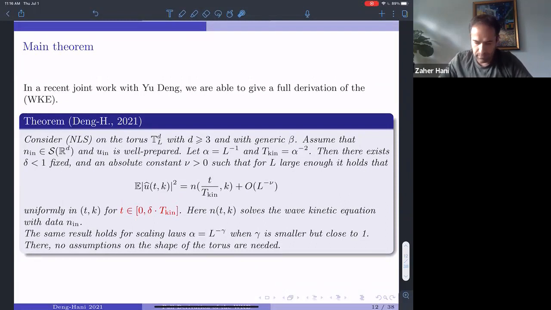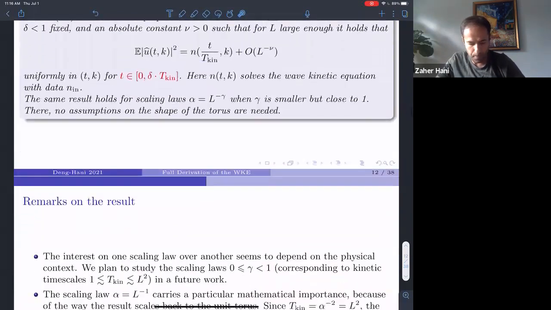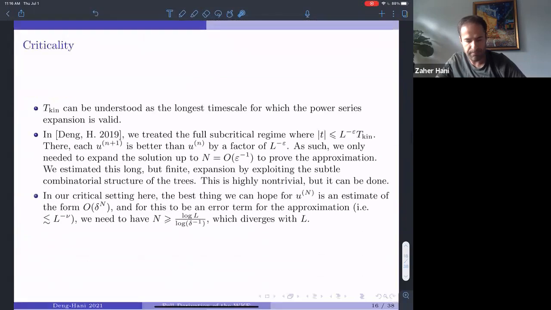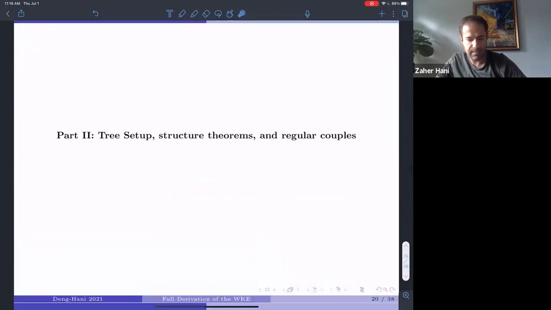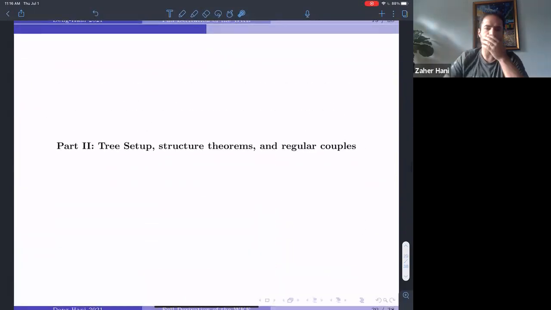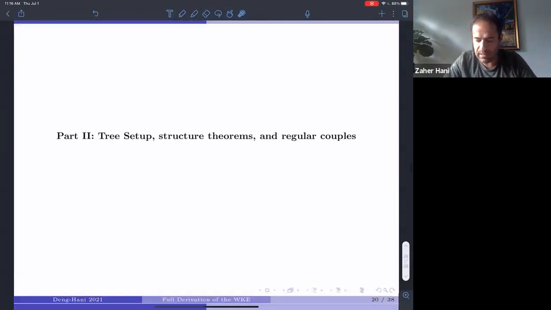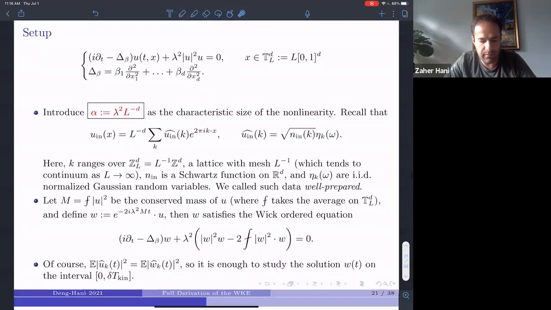All right. So again, please feel free to interrupt me with questions whenever you have any. Okay, so that's all things that we discussed last time. So this time, I will start. This is the official start of today's talk after recalling what we said last time. So we'll talk about three things: setups, structure theorems, and the regular couples.